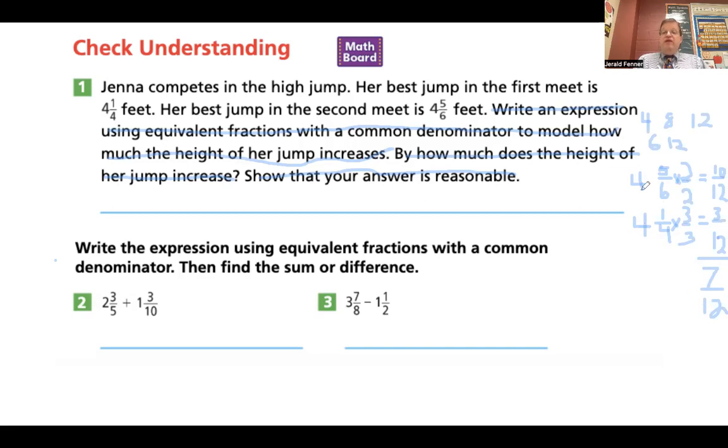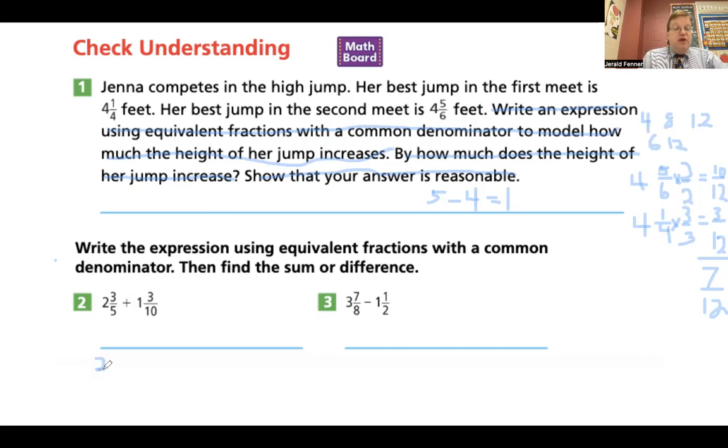And then to show that your answer is reasonable, 4 5/6 would be about 5, minus 4 1/4 would be, and that's where it becomes a debate again. I believe it would be 4 1/2 or 4, but if we did 5 minus 4, it would be 1, and 7 twelfths could be justified as being about 1. So that's how you show that it's reasonable.